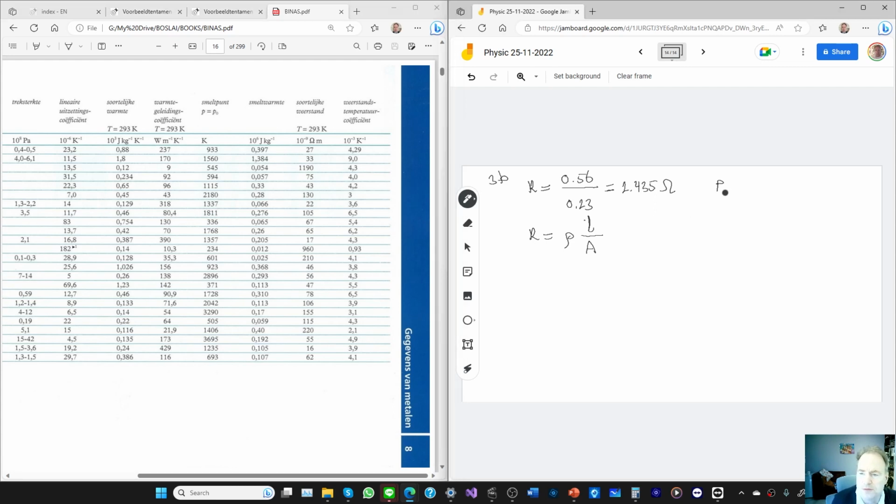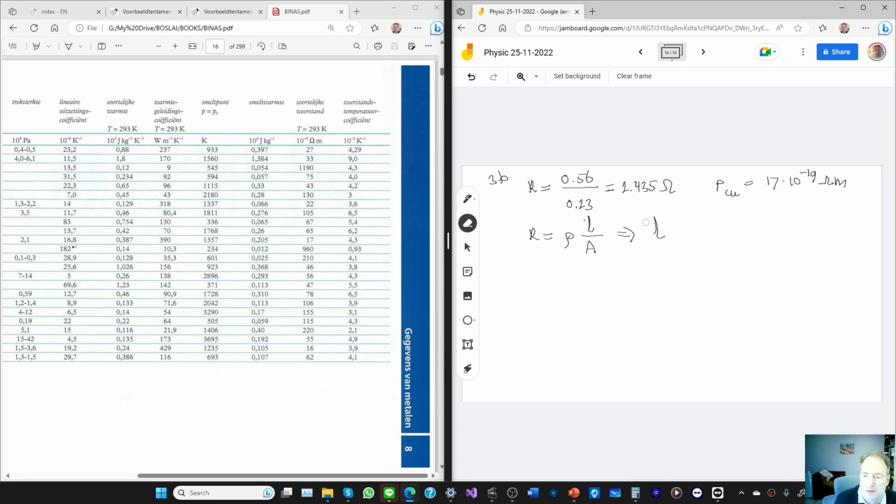The rho of copper is 17 times 10 to the power minus 9 ohm meter. Okay, so how do we figure out L? Well, L is just equal to the resistance times the area divided by rho.